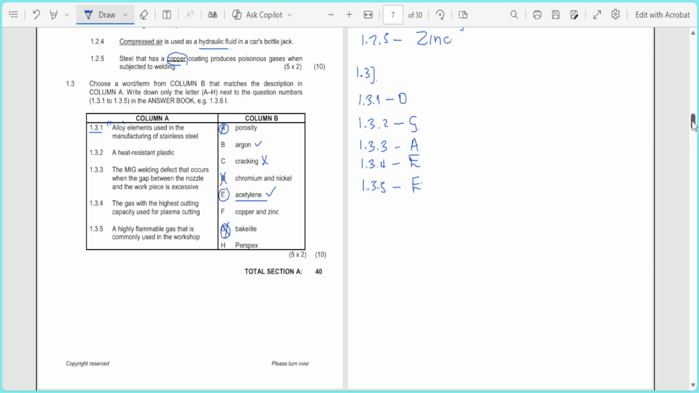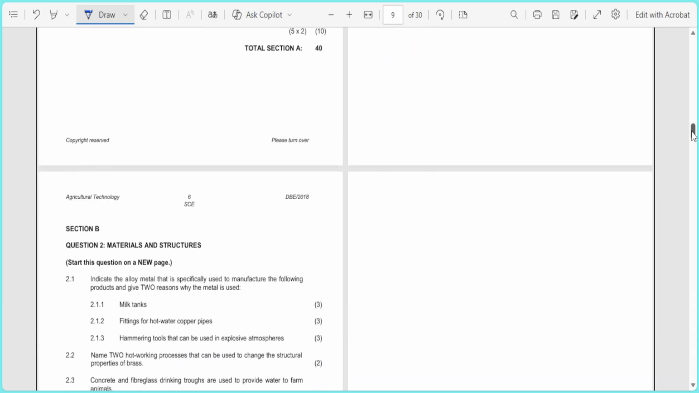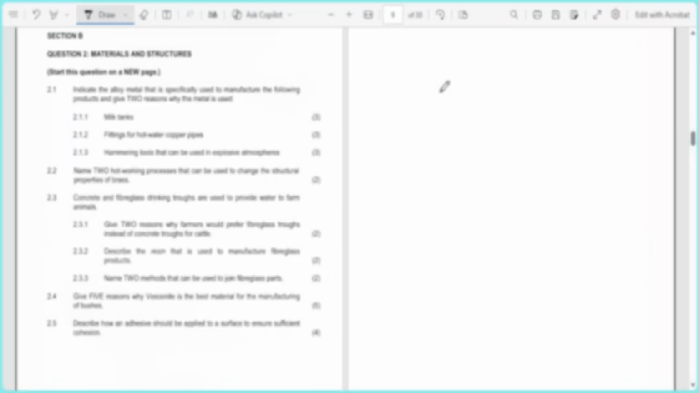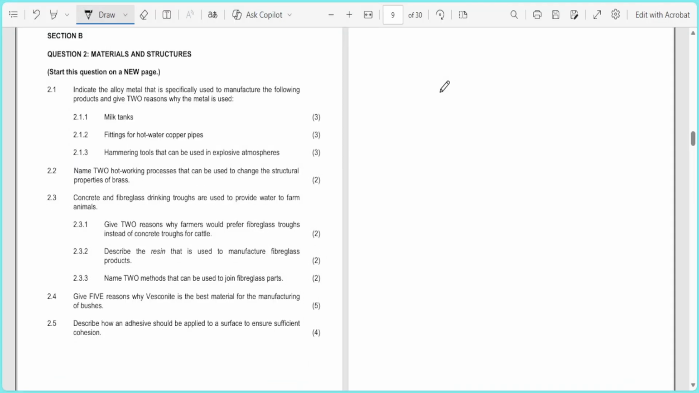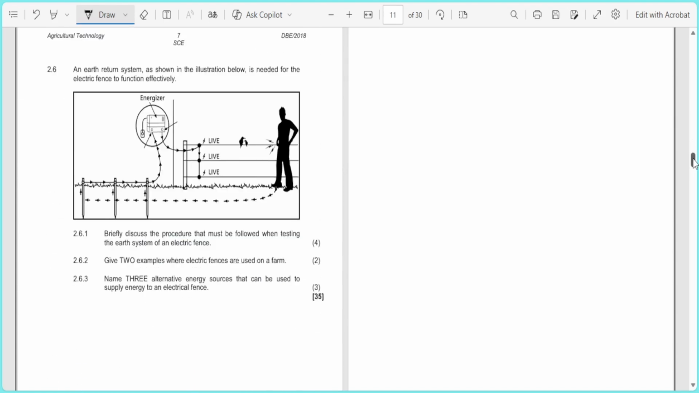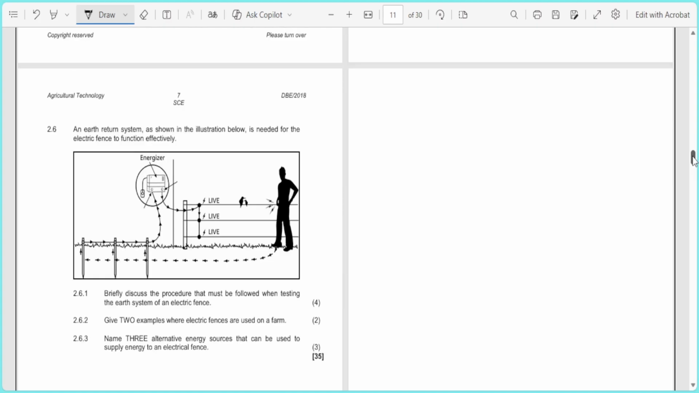Now, section A, 40 marks. Now we are going for section B. All right, question 2, materials and structures. Now, question 2 starts section B. So we're going to go over question 2 starting from 2.1 all the way up to 2.6 for 35 marks.